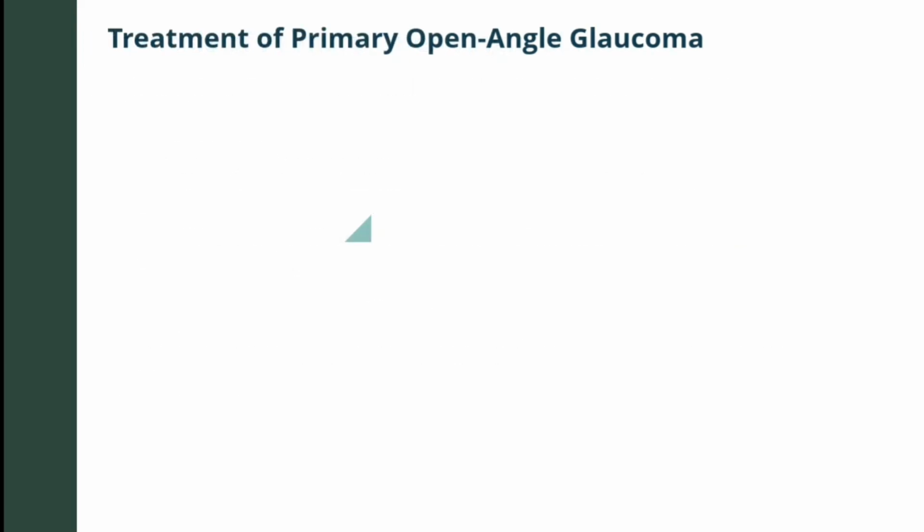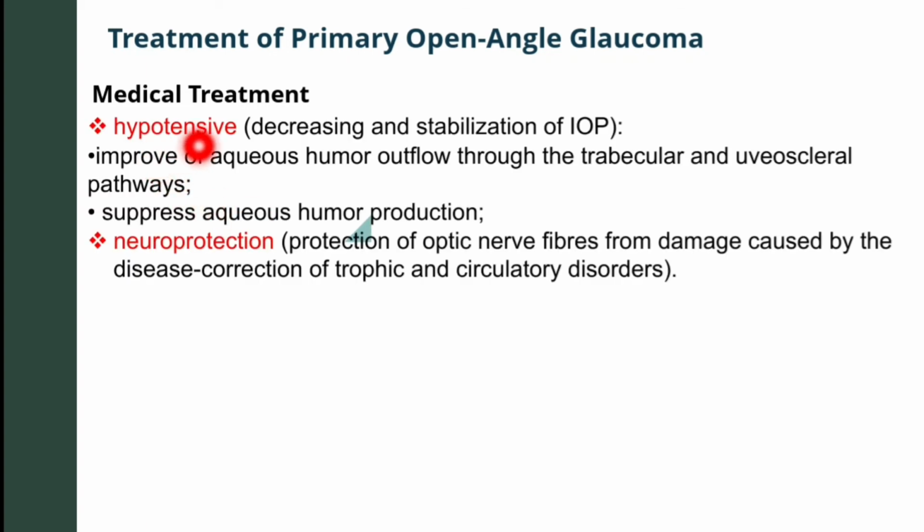Okay, what about treatment of primary open-angle glaucoma, right? So there are three main methods: medical treatment, laser, and surgery, right? Starting with the medical treatment, the main aim here is to reduce the intraocular pressure, right? So firstly, hypotensive, decreasing and stabilization of the intraocular pressure. We can do this by improving the aqueous humor outflow through the trabecular or uveoscleral pathways, right? And the other way is suppression of the aqueous humor production.